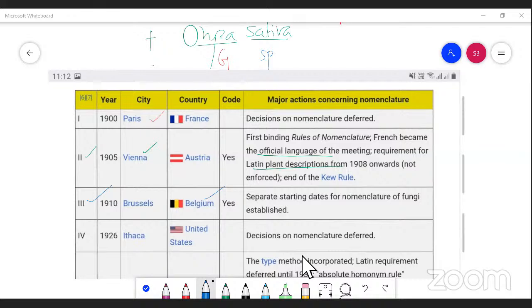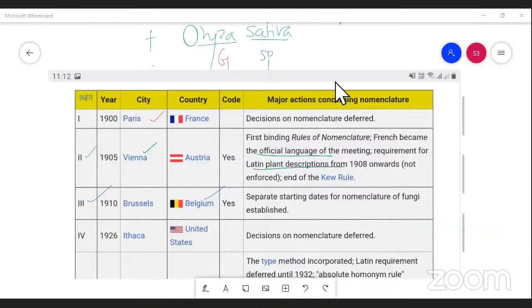Dear students, did you understand about the Botanical Congress? Yes, sir. A Botanical Congress is a conference in which taxonomists, naming scientists who came from different countries, gathered in a place and discussed certain rules and regulations for naming a plant. That means a conference. Several conferences were held in different parts of the world. Let me give some important Congress meetings. The first is Paris, the second is Vienna, the third is Brussels.